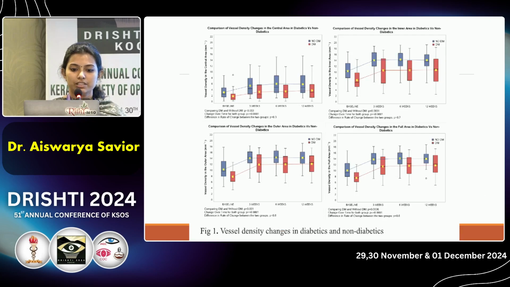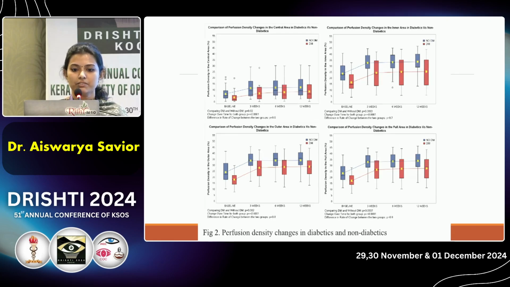So this is a vessel density graph in diabetics and non-diabetics. The red bar denotes diabetics and the blue one denotes non-diabetics. And we see that vascular density was higher among non-diabetics when compared to the diabetics, and there was post-operatively increase in the vessel density in both the groups equally at 3 weeks post-op visit, and it remained almost the same at 6 weeks and 3 months. Similar findings were also noted in the perfusion density in diabetics and non-diabetics.